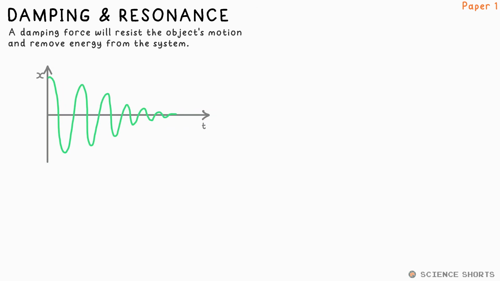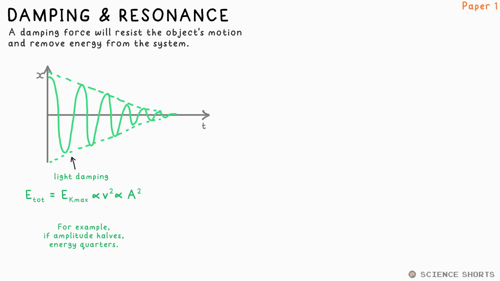If we draw what happens to oscillations over time, we can see that the amplitude decreases gradually. This is what we call light damping. Sometimes you'll see a line that joins the peaks together, which shows us exactly how the amplitude is changing over time. You could be asked to state how much energy is left at a certain time. In that case, just remember that Vmax is proportional to the amplitude and energy is proportional to V squared. So that means the energy of the system is proportional to amplitude squared. So if the amplitude is halved, that means the energy will have quartered.